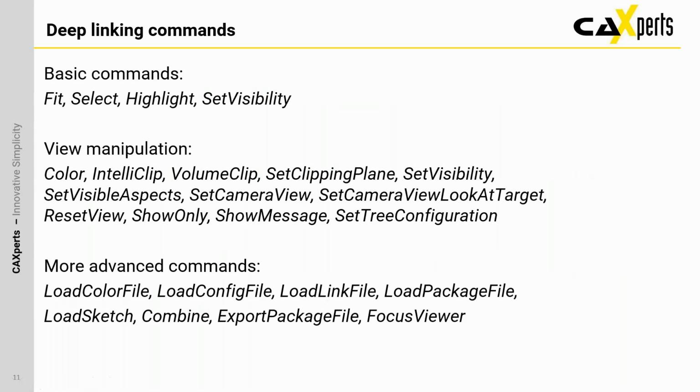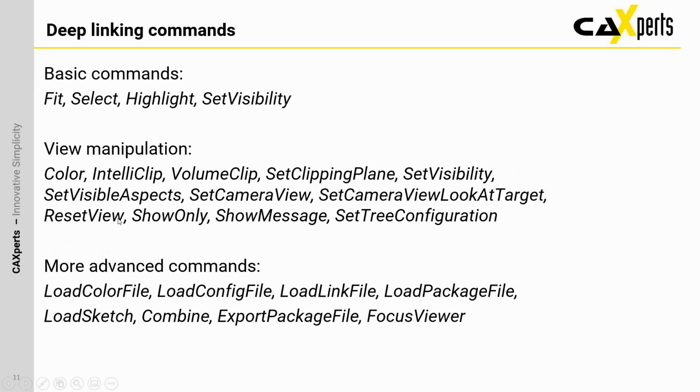Some of the commands that we can do here. So we have basic commands like fit, select, highlight, set visibility. However, there are also commands for manipulating the view. So you can colorize things, you can do an IntelliClip, a volume clip, you can modify the clipping plane, the visibility, which is basically if it's hidden or not. You can set the visible aspects, you can set the camera to a specific position, or you can also set the camera to a specific position so it looks at a certain target.